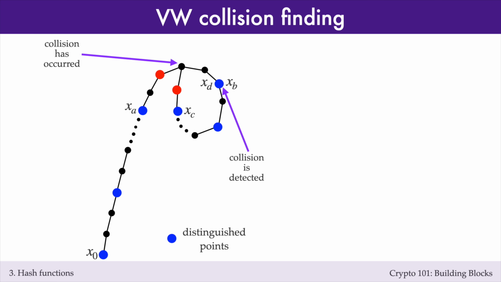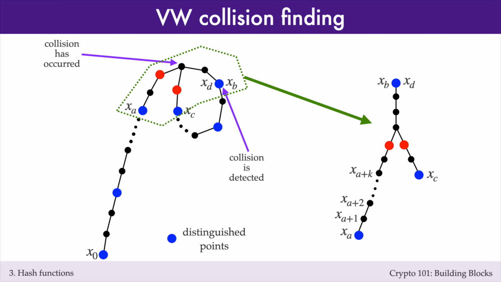The next task is to find the collision, which are the red points in the diagram. I've expanded the green portion of the diagram over here. When we store a distinguished point xb, we also store its index b, and the previous distinguished point encountered, namely xa. So we know the length of the sequence from xa to xb, namely b minus a, and also the length of the sequence from xc to xd, namely d minus c.